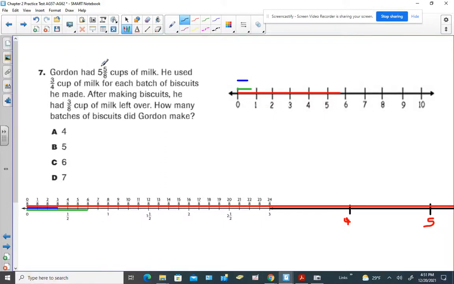We're looking at number 7. Gordon had 5 and 5/8 cups of milk. He used 3/4 cup of milk for each batch of biscuits he made. After making biscuits, he had 3/8 cup of milk left over. How many batches of biscuits did Gordon make?